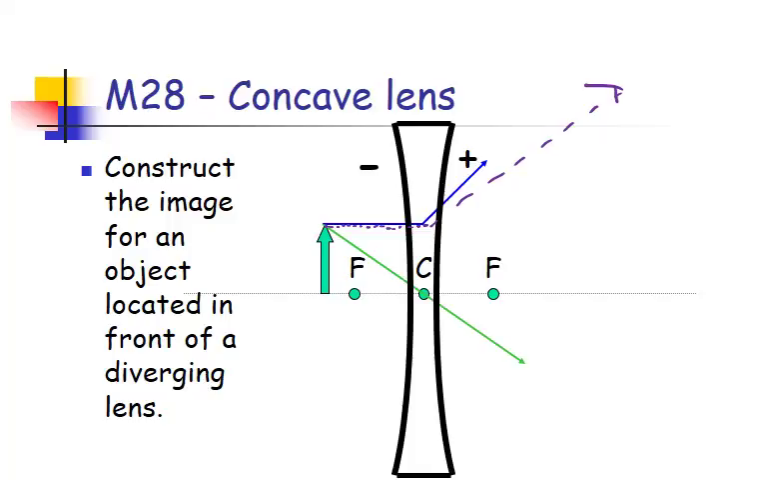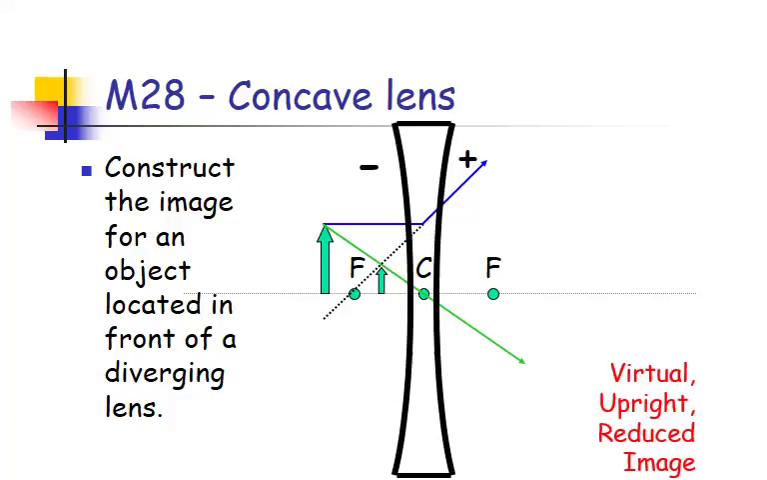And then the center ray just goes straight through the center. And those are the only two rays we need. We see those rays are diverging, so we trace them backwards. And when we do, we end up getting the image back here. And that's always what happens with a concave lens. You're always going to get something that's virtual. It's always going to be on the negative side. It's always going to be upright, and it's always going to be reduced. And we always get that with a concave lens or diverging lens.